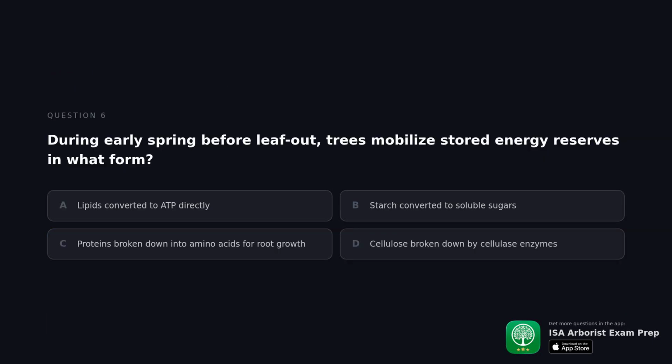During early spring before leaf out, trees mobilize stored energy reserves in what form? A. Lipids converted to ATP directly. B. Starch converted to soluble sugars. C. Proteins broken down into amino acids for root growth. D. Cellulose broken down by cellulase enzymes.